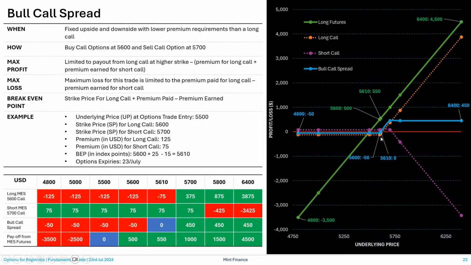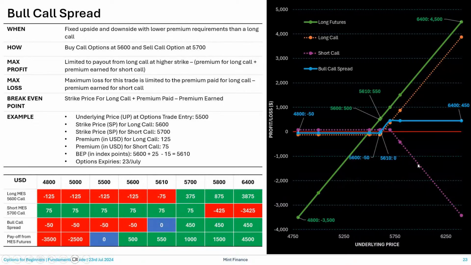So as we go past 5,600, you'll see the orange line starts to rise. So that's the long call making money. But at the same time, you'll see we're short call at 5,700. So past 5,700, that short options position is going to lead us to a loss. So that's going to start declining from that point forward.